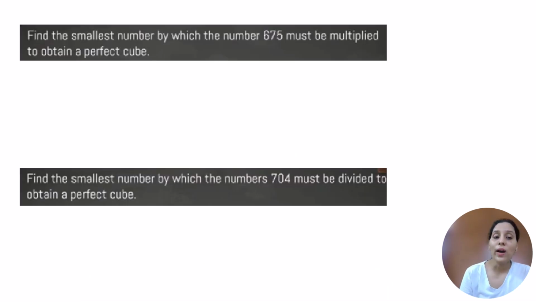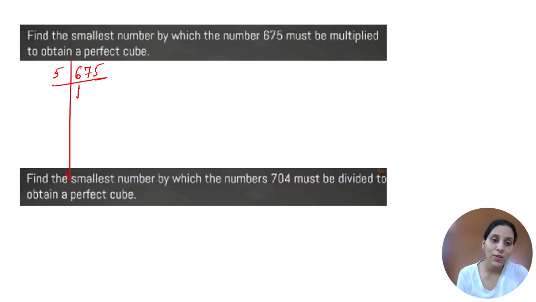Next one. Find the smallest number by which the number 675 must be multiplied to obtain a perfect cube. Which means 675 is not a perfect cube. So let us first find the prime factors. So 675: 5 ones are 5, 5 threes are 15, 5 fives are 25. Again 5 twos are 10, 5 sevens are 35. Now 3 nines are 27, 3 threes are 9, 3 ones are 3.